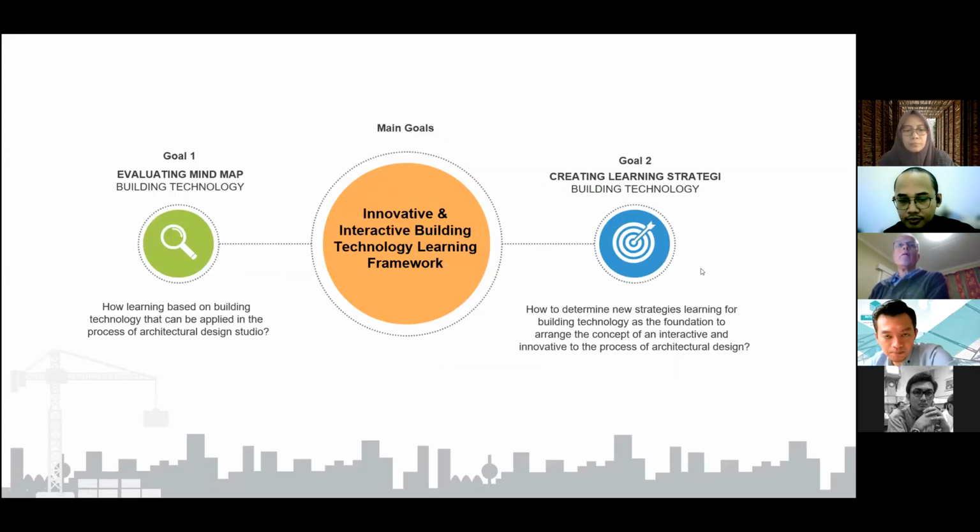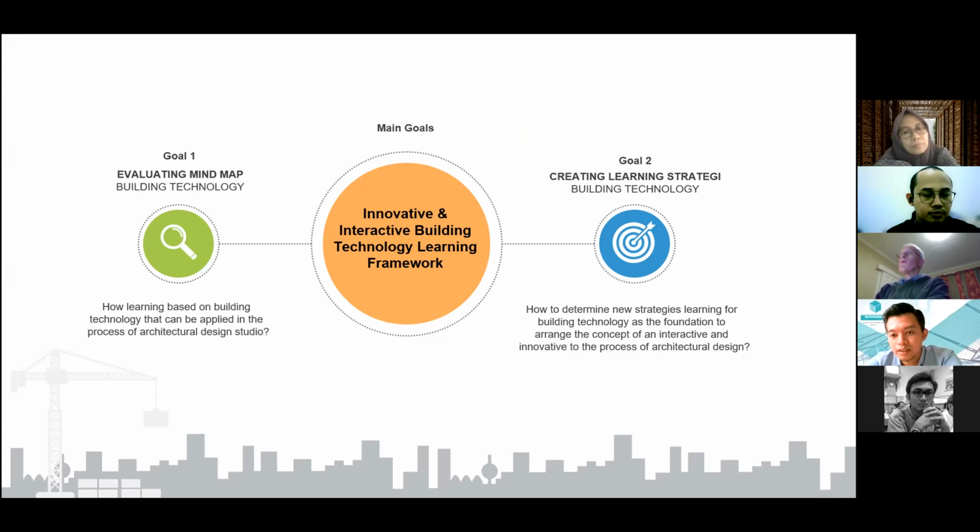So these are the main goals. Our research goal, the first, is evaluating the mind map of building technology. We have built some mind maps for building technology, but we have not yet evaluated them, especially for the online course one year before. And this research is to evaluate and to review.